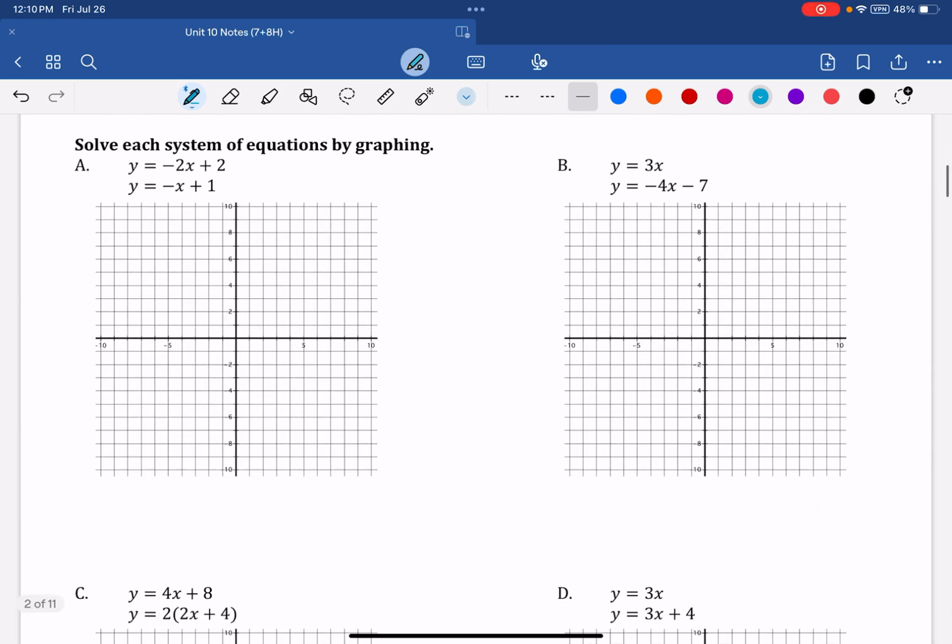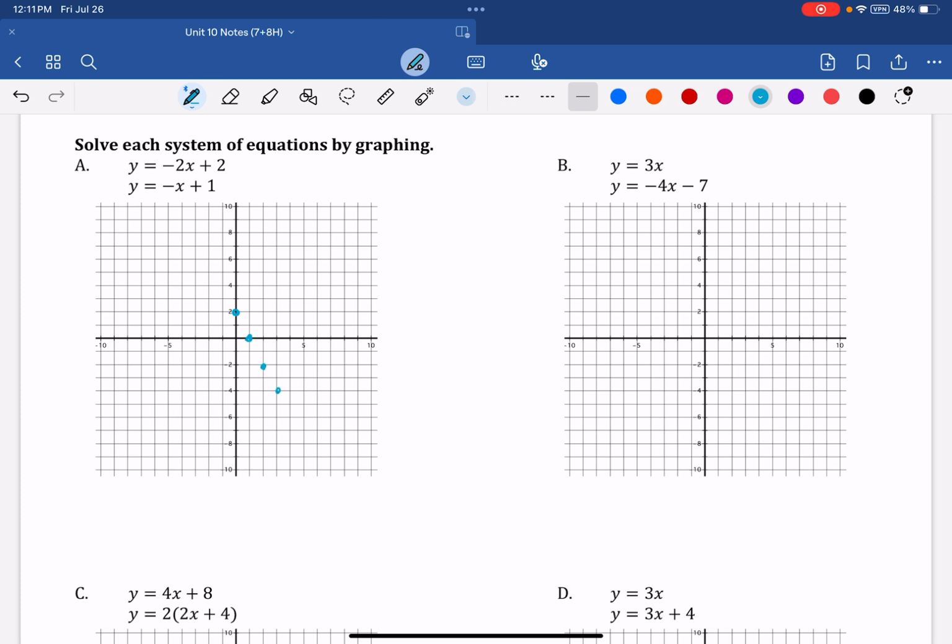Okay. One way that we can solve a system of equations is by graphing. So we've practiced graphing lines. You know how to graph lines. So what we're going to do is graph both equations on the same grid, and then we're going to look to see where those lines happen to cross. So here our top equation, our y-intercept is 2, slope is negative 2.